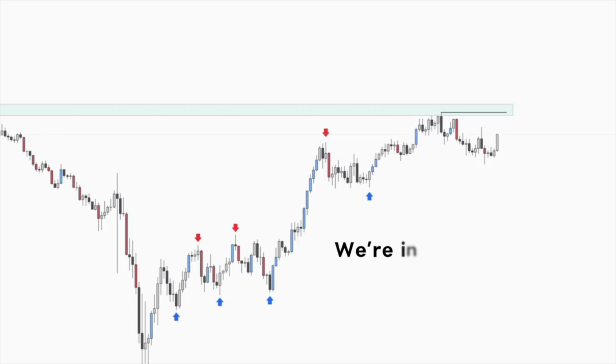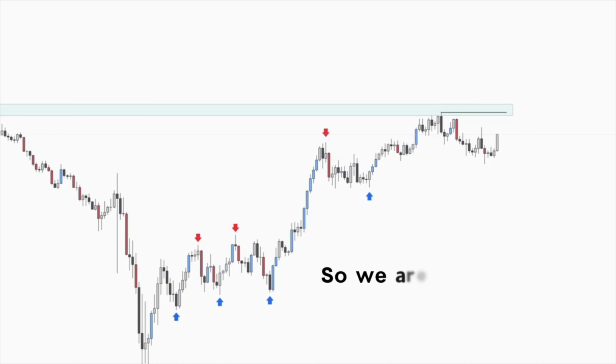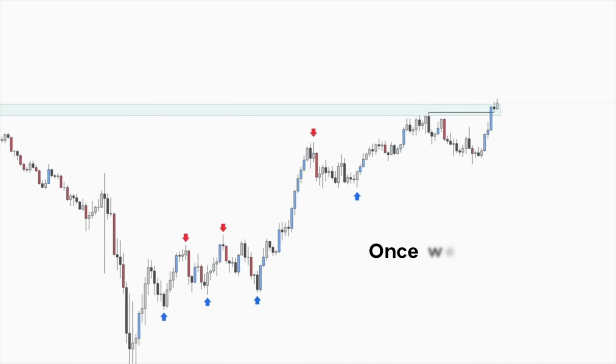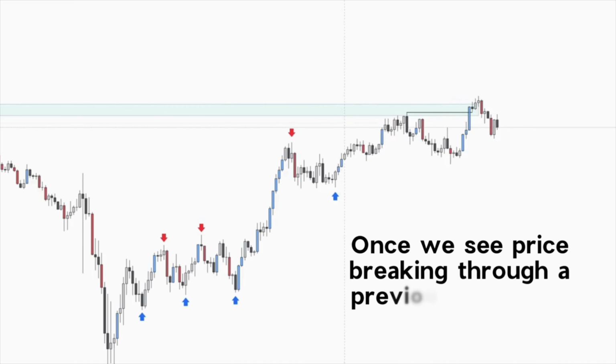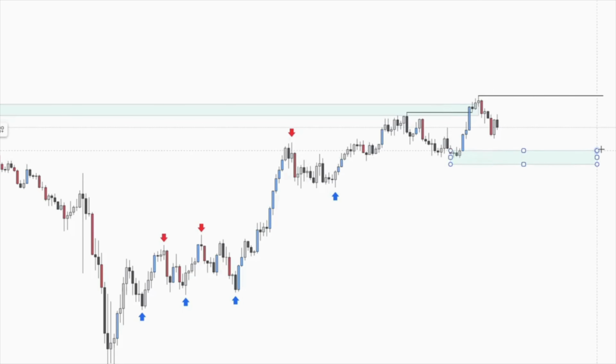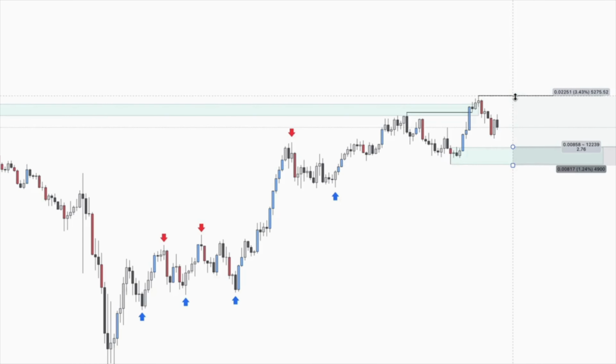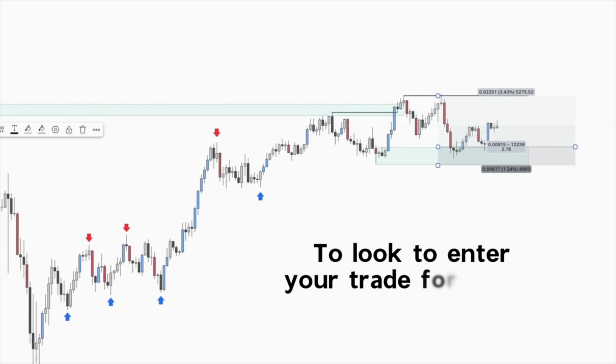So here's a complete trade example. We're in a bullish uptrend. Price is making higher highs and higher lows. So we're looking to buy this market. Once we've seen price breaking through a previous area of supply or previous structure, we're looking for price then to come back to pull back to new demand, where you're looking for this demand to hold to look to enter your trade for a buy.